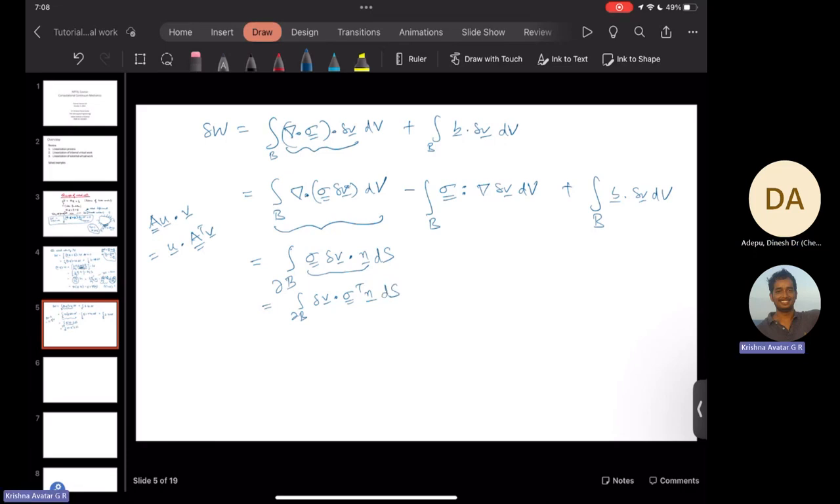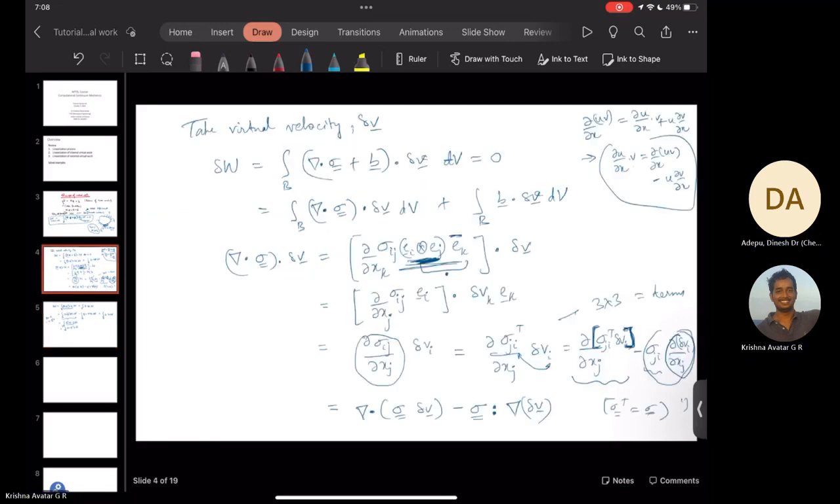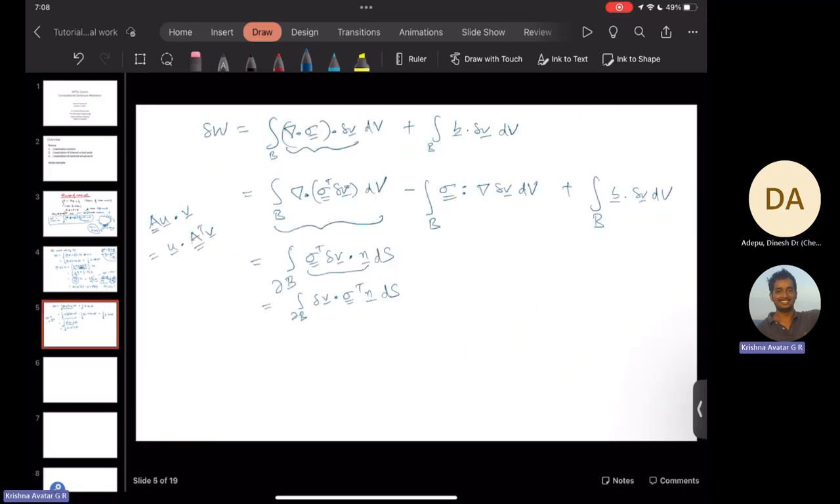Recall that we had used transpose everywhere. Let me still keep it intact, because it helps us. Now what you see is, if sigma transpose goes to this side, it becomes sigma transpose transpose, isn't it? So it is just sigma.